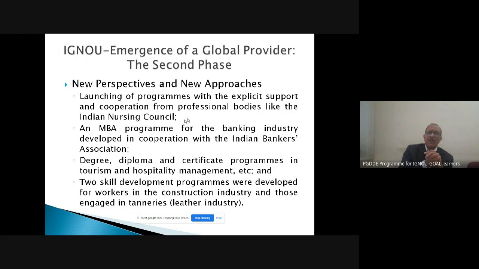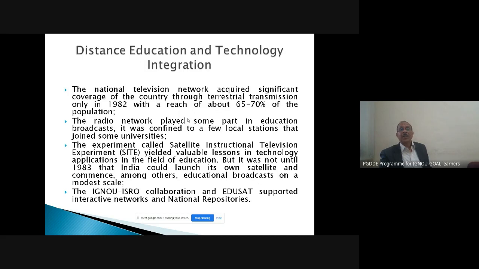Two skilled development programs were developed for the workers of the construction industry, and we even engaged in the leather industry. So we entered into diverse areas which generally normal universities won't enter into, the specialized areas. That's how, and then the distance education and technology integration, how the technology is integrated.